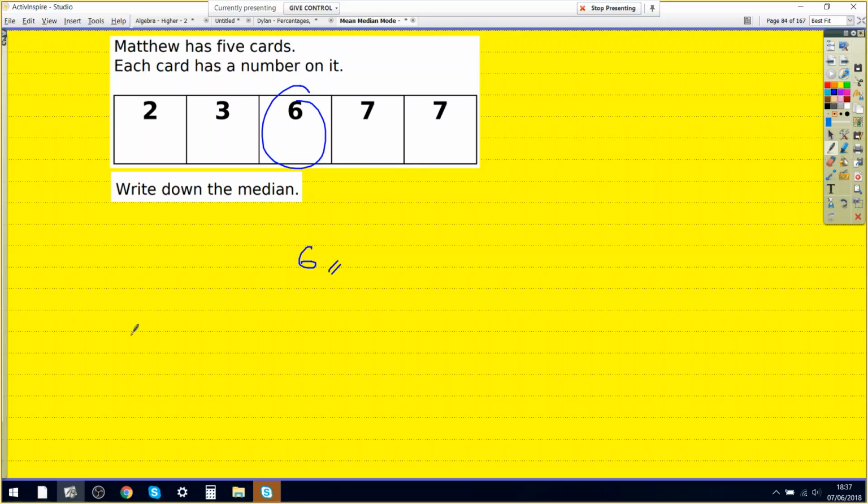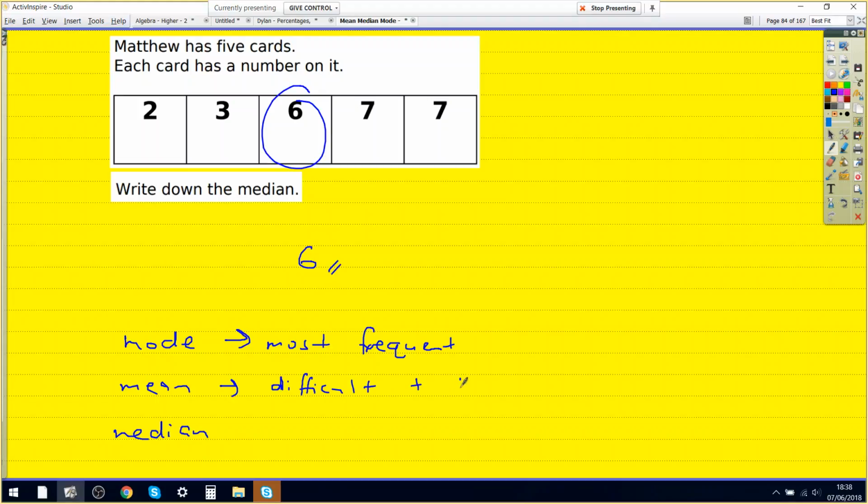There's 3 types of averages. There's the mode, there's the mean, and there's the median. So the mode is a very crude one. You just pick the one that's there the most. It's most frequent. The mean is the difficult one where you add them up and divide by the total. And then the median, medium, middle of an ordered list.